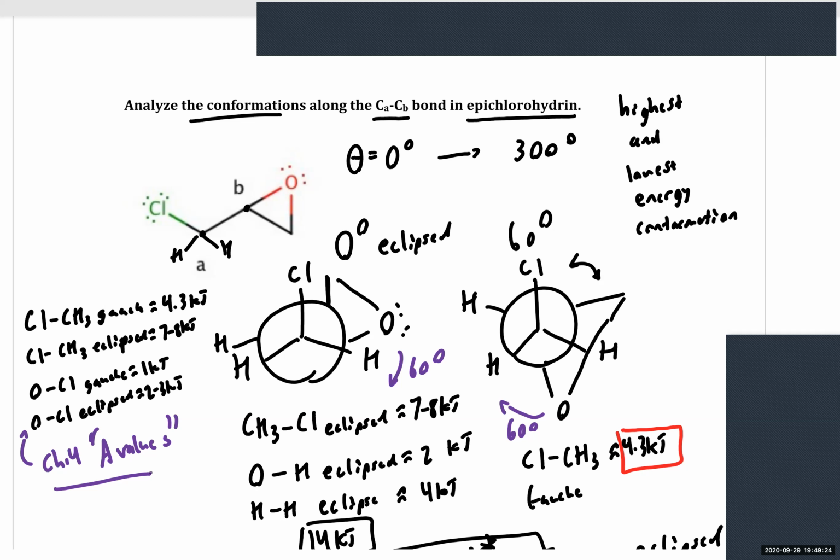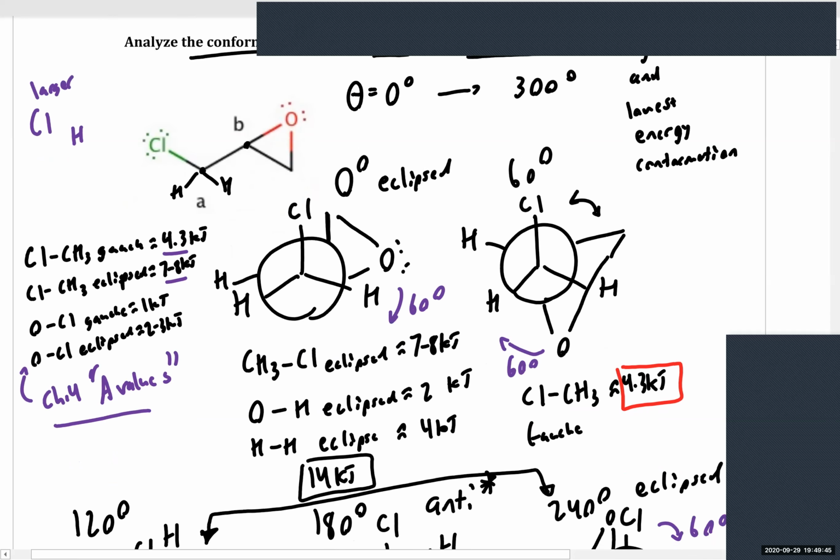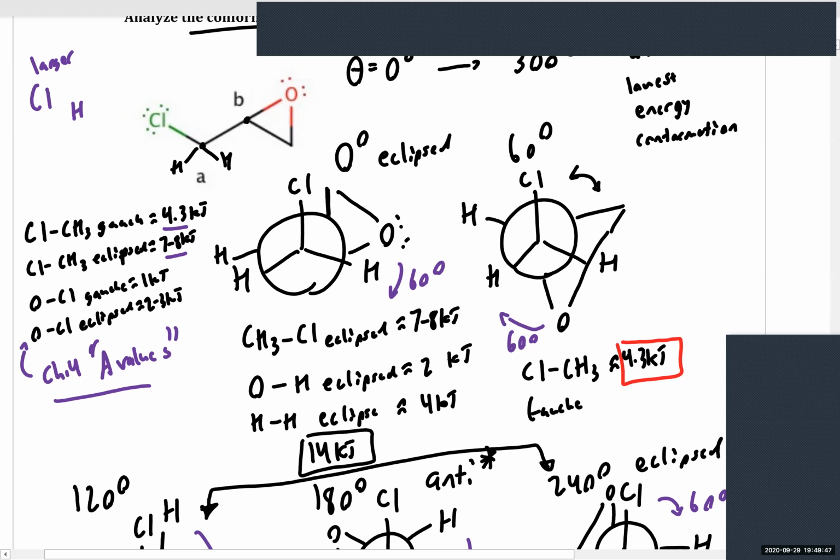Just qualitatively, if I think about chlorine compared to hydrogen, chlorine is a bit larger. So as a result, I'd expect some larger eclipsing interactions. Does that make sense? So the point is not the exact numbers, unless it is just a hydrocarbon, because we know the HH eclipsing interaction to a very exact value. But for these other eclipsing interactions, your main goal is just to estimate them so you can start to compare the energies of different conformations.